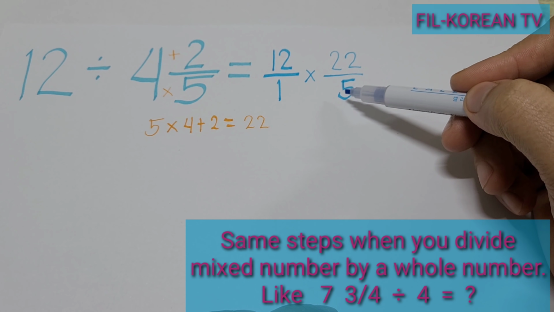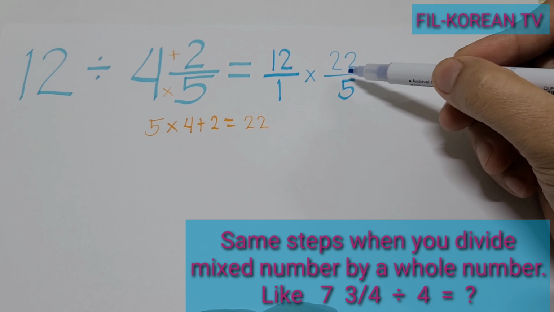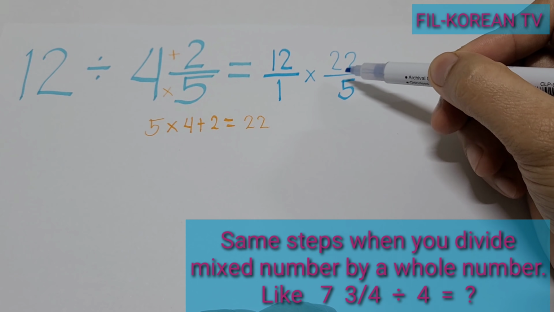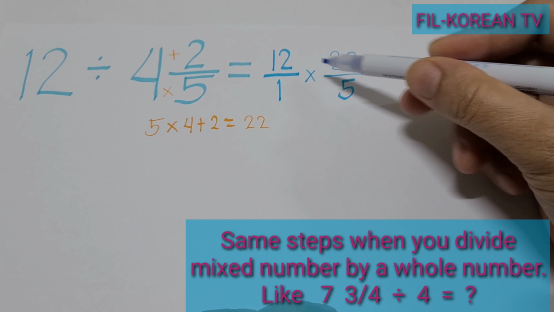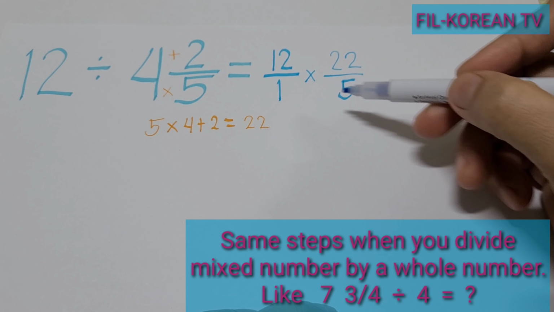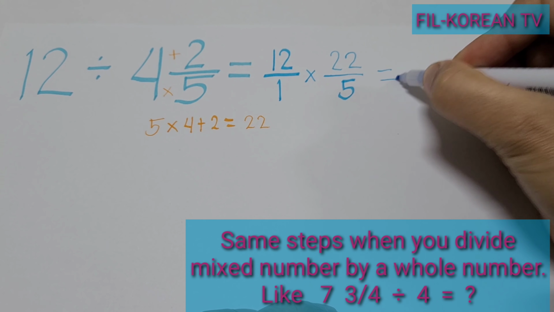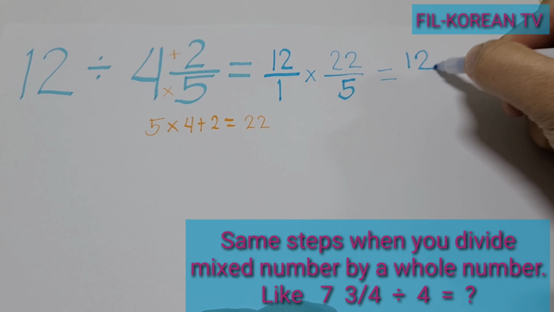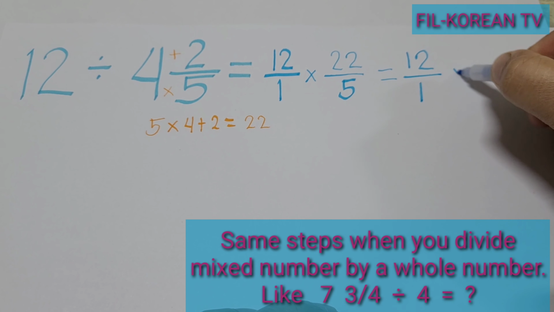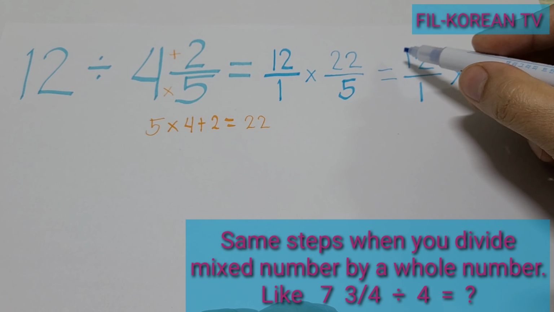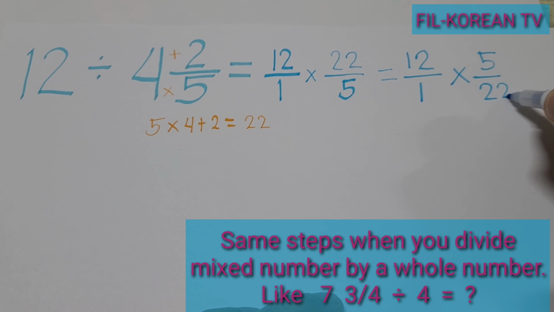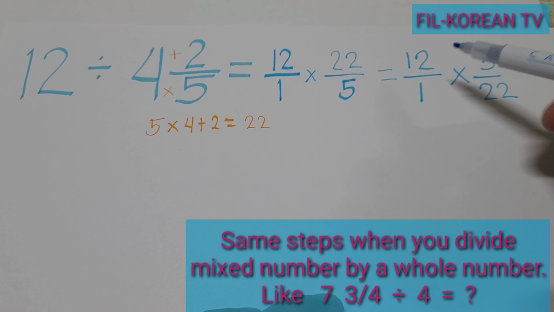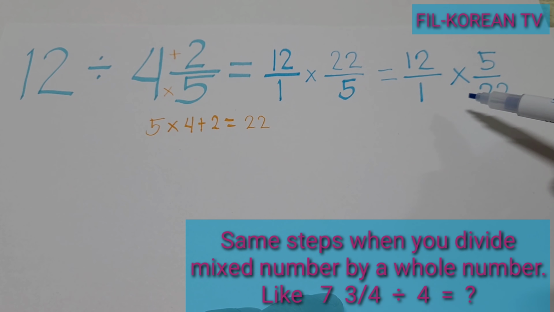Okay, nagawa na natin silang parehong improper fraction. Sunod, kukunin natin ang reciprocal nitong 22/5. Dahil yun ang imumultiply natin sa 12/1. Okay, so 12/1 times, ang reciprocal ng 22/5 ay 5/22. Ayan, nakuha na natin yung reciprocal. So, ito na yung isosolve natin.